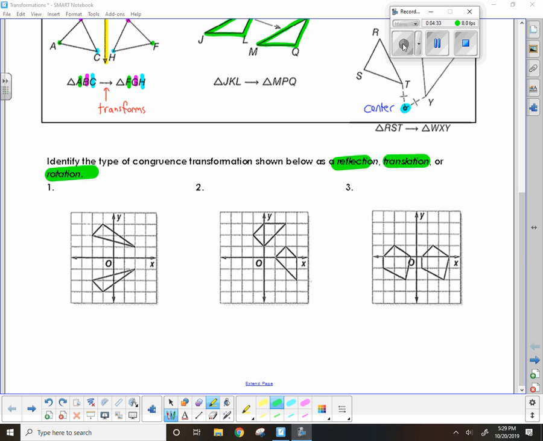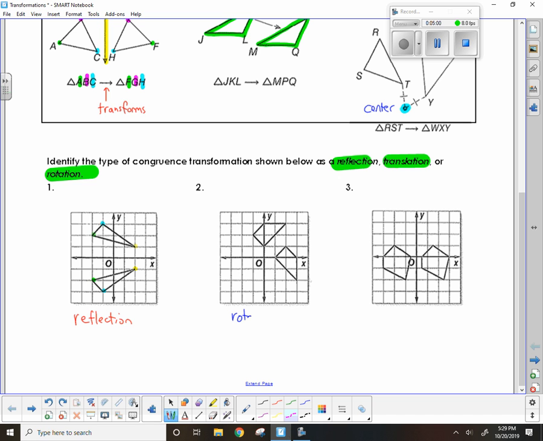All right, now if you have paused it, hopefully you have a reflection, rotation, or translation written above each one of these. And so what we're going to point out is each one. So this first one is a reflection. You might be able to see that, for example, this point reflects to here, this point reflects to here, and this point reflects to here. All right, next, let's look at the next one.